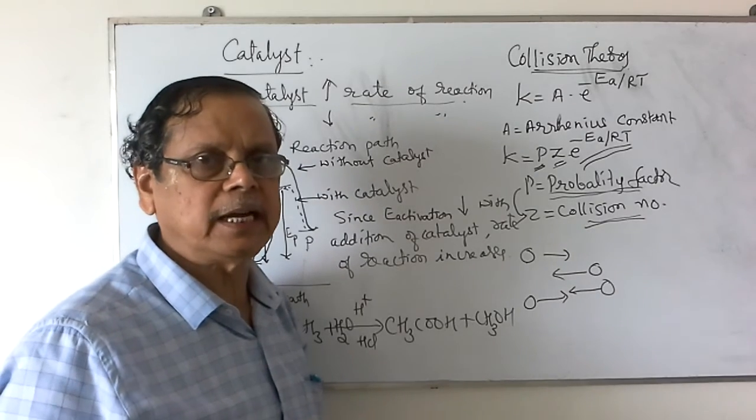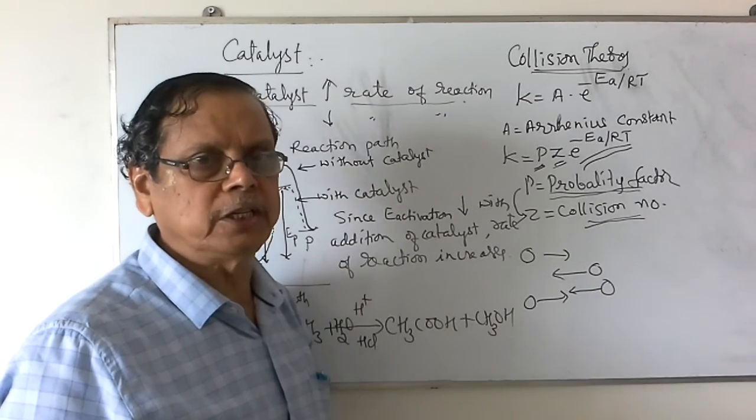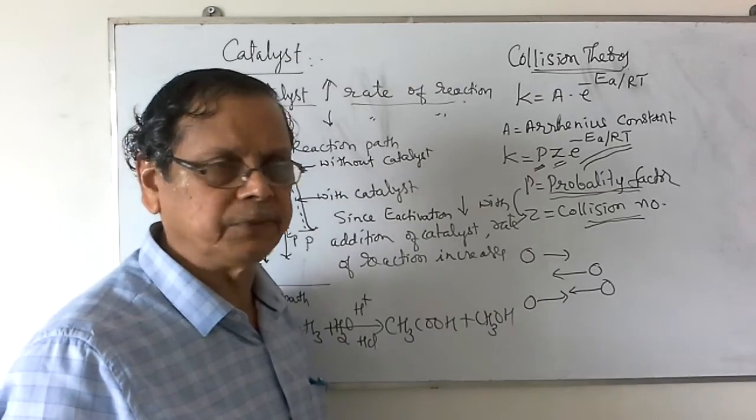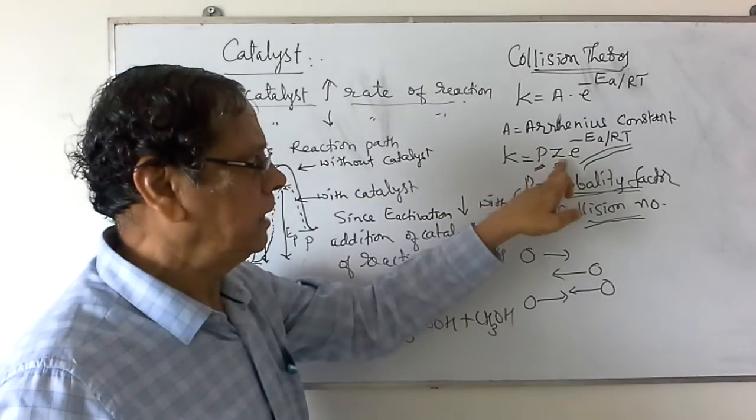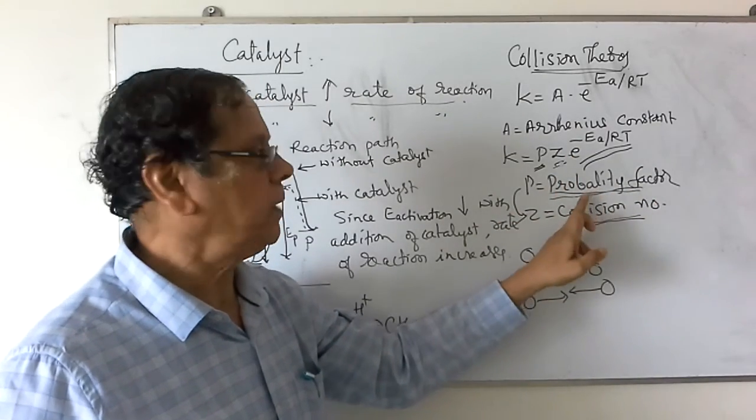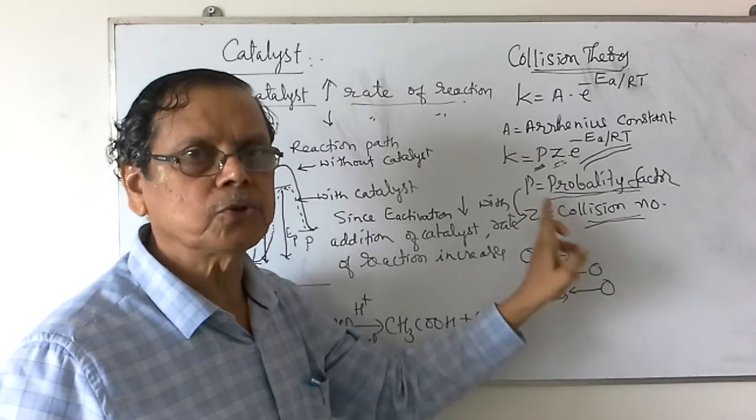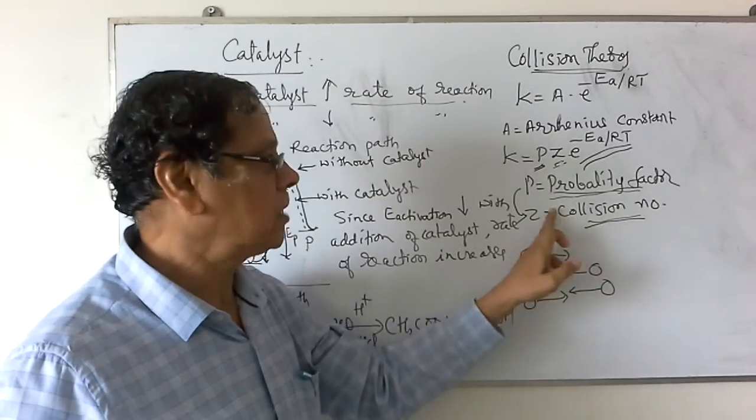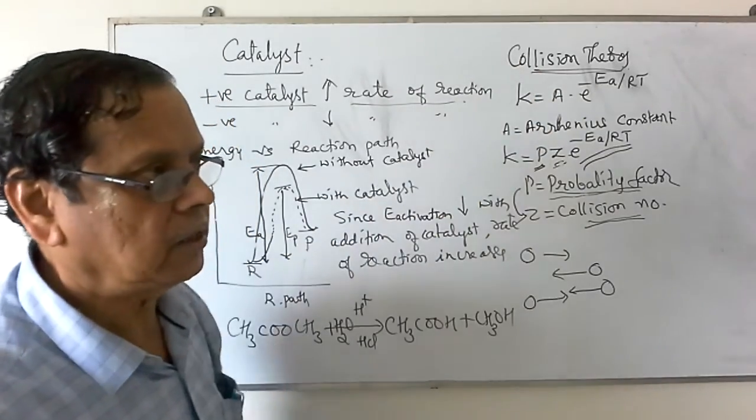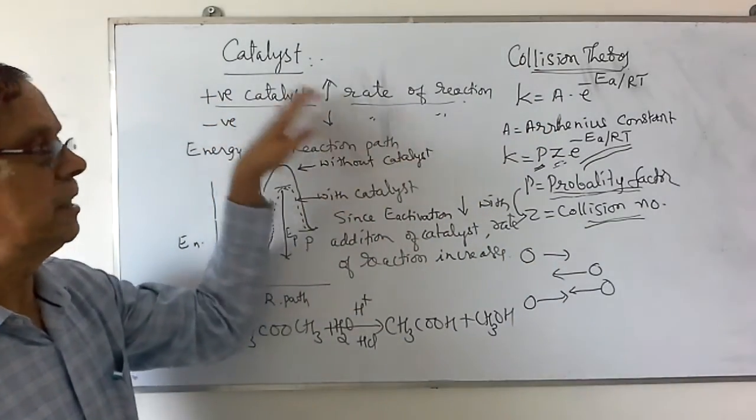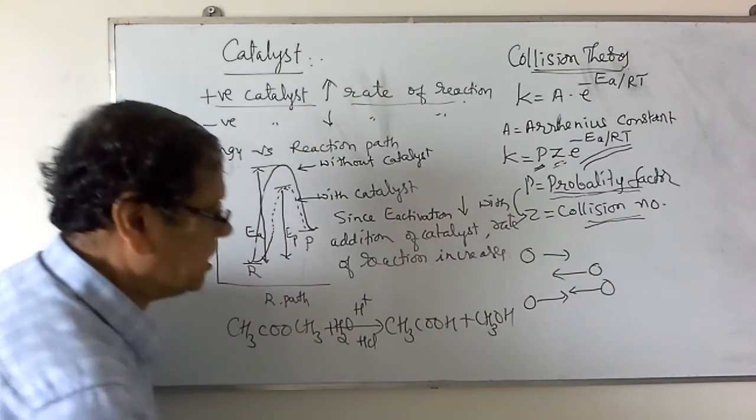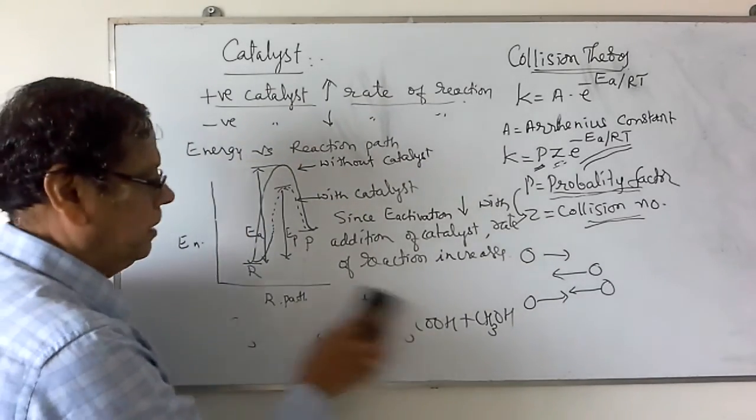Collision theory states that effective collision is required for a good reaction or an increase in the rate of the reaction. That is possible with an increase in the collision number as well as effective collisions due to suitable orientation or a suitable probability factor. So that is about collision theory. In case of the catalyst, there is one more explanation given.